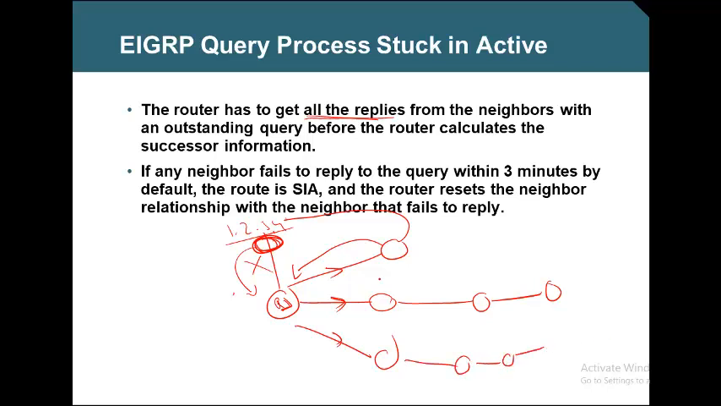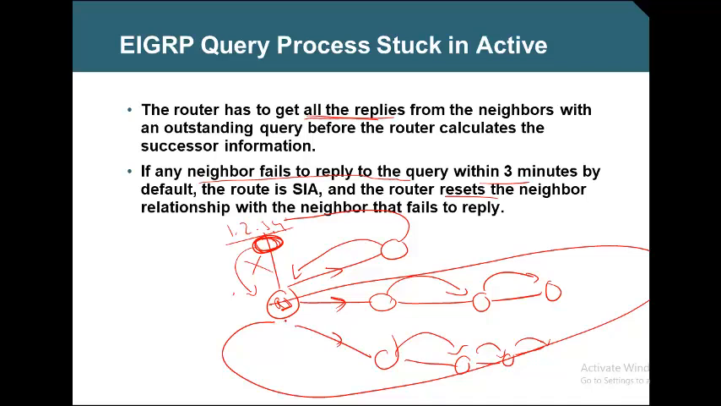All are stuck in active. What happens after 3 minutes? The neighbors that have failed to reply to the query, correct, neighbor reset happens, which will disturb the whole topology, especially this direction, all of them. And also when the neighbor is discarded here, even this guy will be notified saying the neighbor is down, so that this also will start reprocessing. Okay, so we will do the lab.